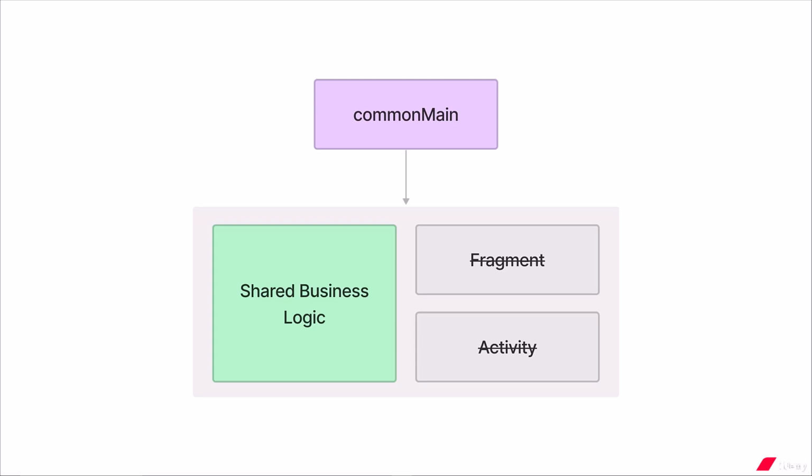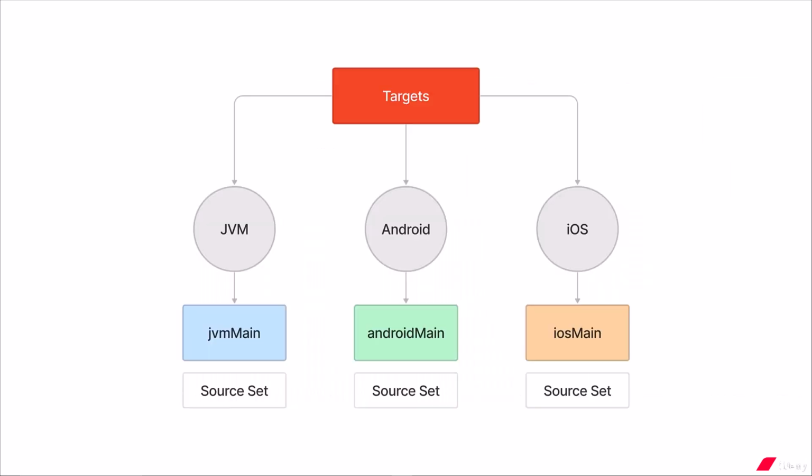reserved for Android only. As a solution, Kotlin creates platform-specific source sets, and each target has a corresponding platform source set that compiles for only that target. For example, a JVM target has the corresponding JVM main source set that compiles only to JVM. The Android target has Android main, the iOS target has iOS main, and so on.